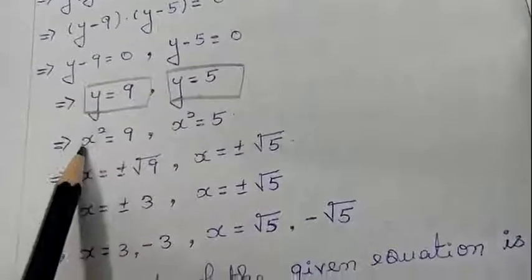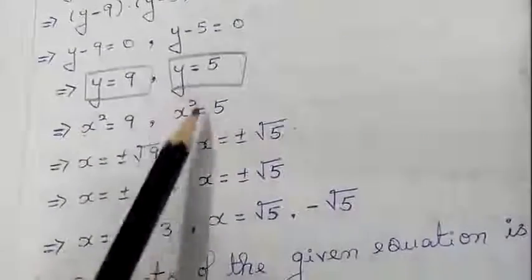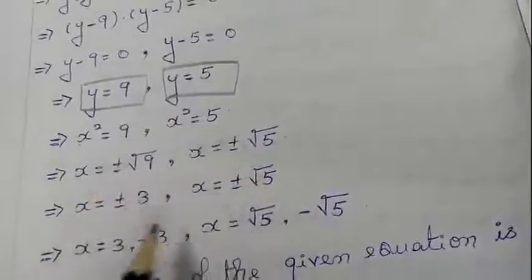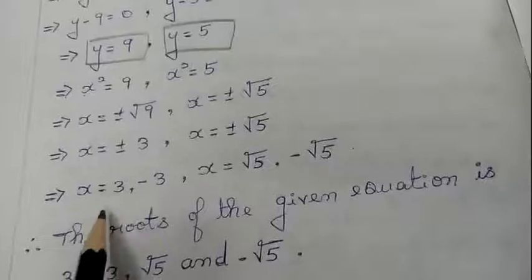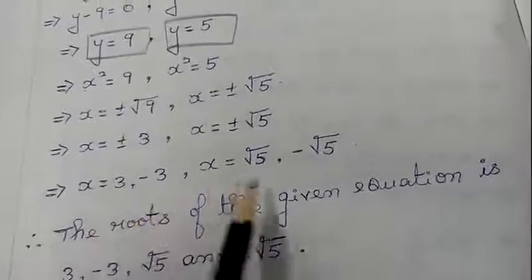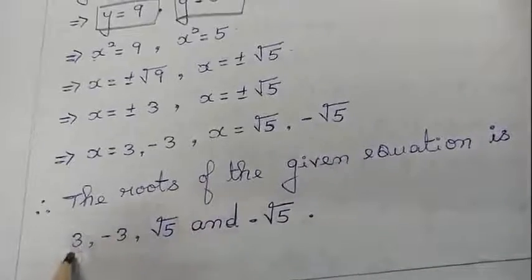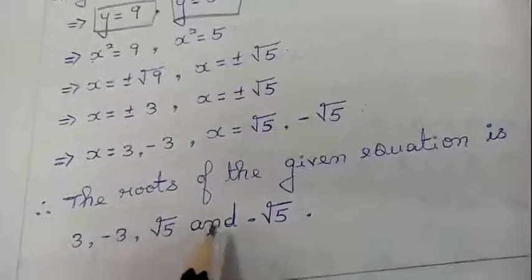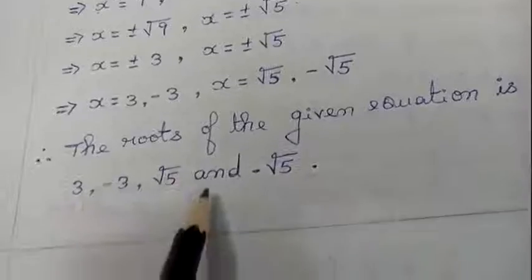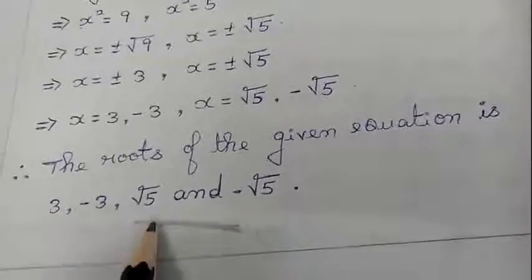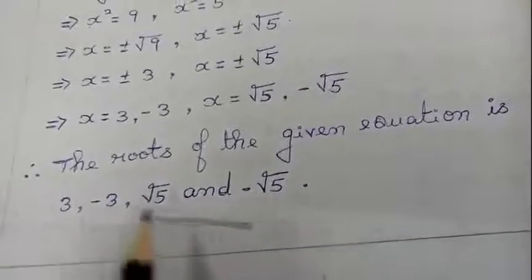What is the value for y? It is x square. So x square equal to 9, x square equal to 5. After calculating, I am going to get 4 answers because the highest power is 4. Therefore, the roots of the given equation are 3, minus 3, root 5 and minus root 5. Since I have a degree 4 equation, I am getting 4 roots.